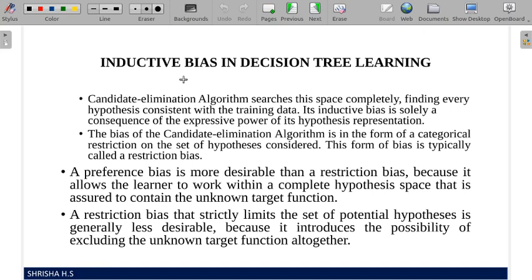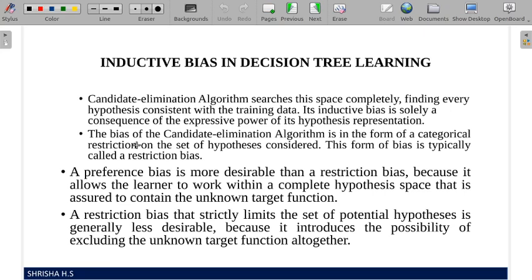So in preferential bias, it is guaranteed that a hypothesis will correctly predict the unknown target function. If we have the decision tree, we can search the decision tree, compare the values and predict correctly. So preferential bias is more desirable than restriction bias. That's the reason. There is a guarantee in the preferential bias that there will be a hypothesis such that the unknown instance will also be correctly classified. So that is the guarantee. That's why we give preference to preferential bias.